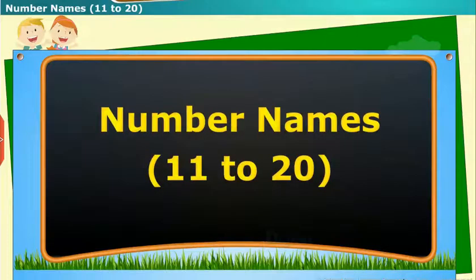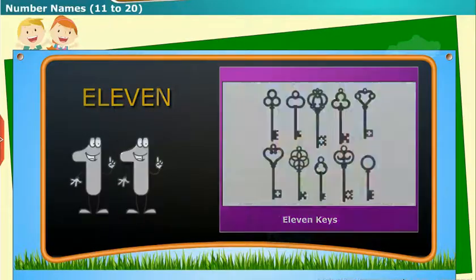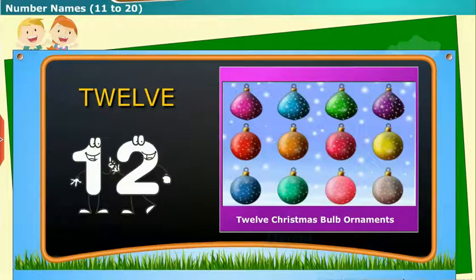Number names 11 to 20. Hello kids. Let's have a look at the spellings of numbers from 11 to 20. E-L-E-V-E-N, 11. 11 keys. TWELVE, 12. 12 Christmas bulb ornaments.